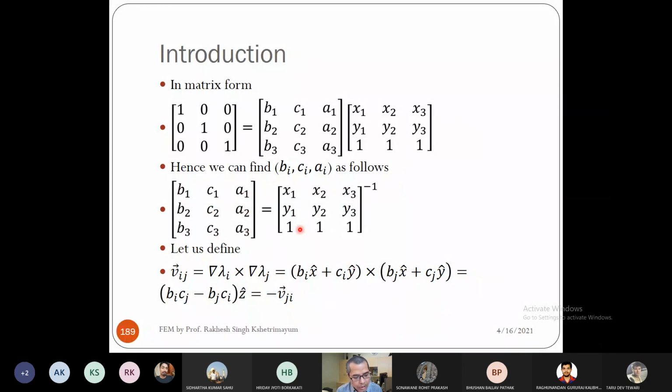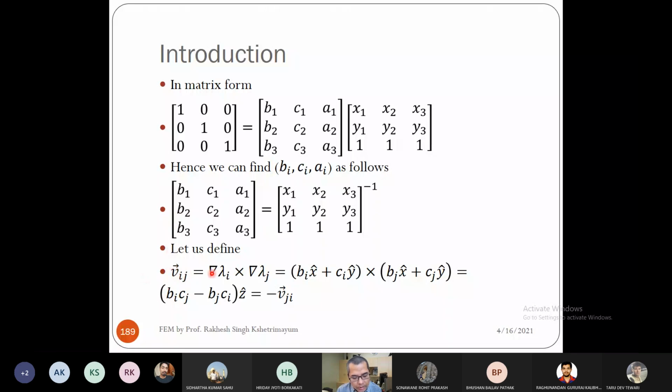So I know the simplex coordinates lambda 1, lambda 2, lambda 3 because I know the constants b1, c1, a1, b2, c2, a2, b3, c3, a3. Now I can always find the Sij and Tij elements of the S matrix and T matrix. Just before that, let us define a very compact notation.